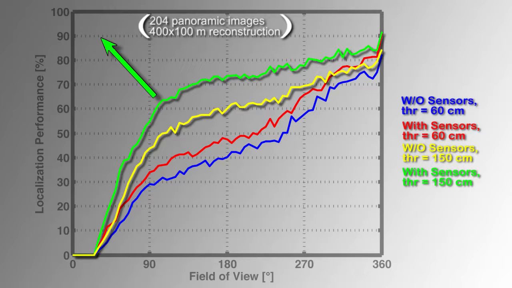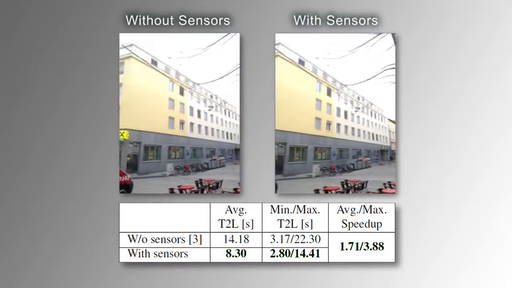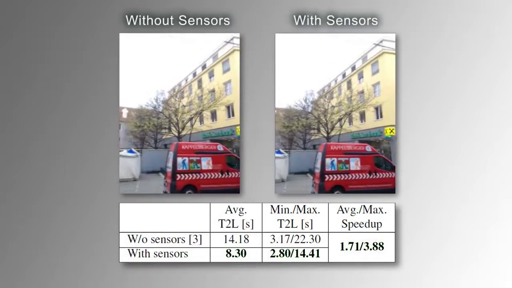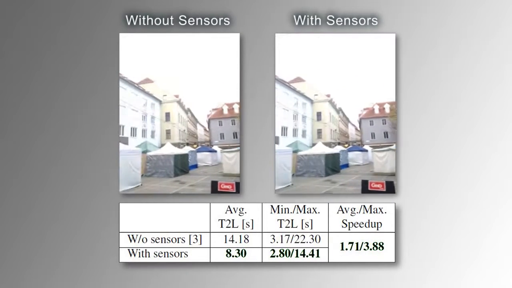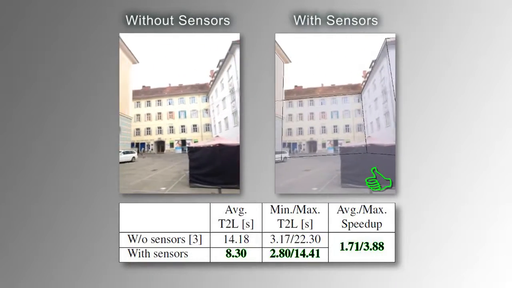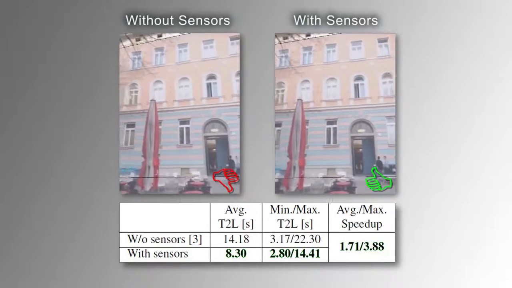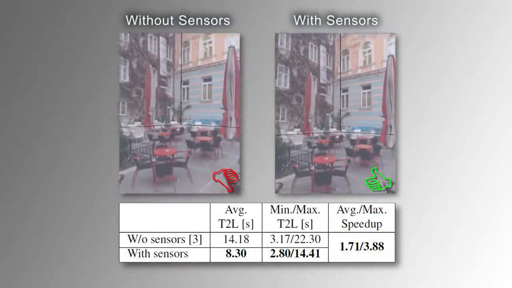This becomes clearly noticeable in the following videos. Using sensors, an average speedup of 1.71 is achieved, reducing the required time to localize considerably. While localization takes around 14.2 seconds without sensors, using sensors the required time to localize is reduced to 8.3 seconds.